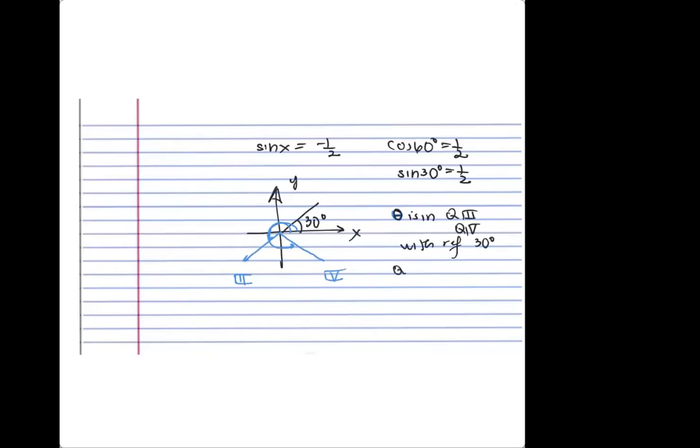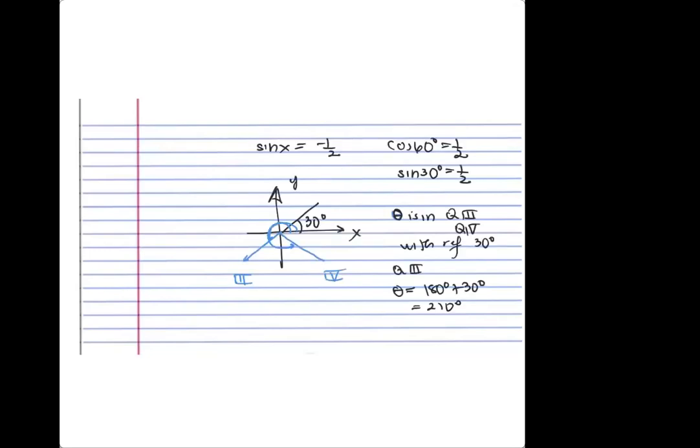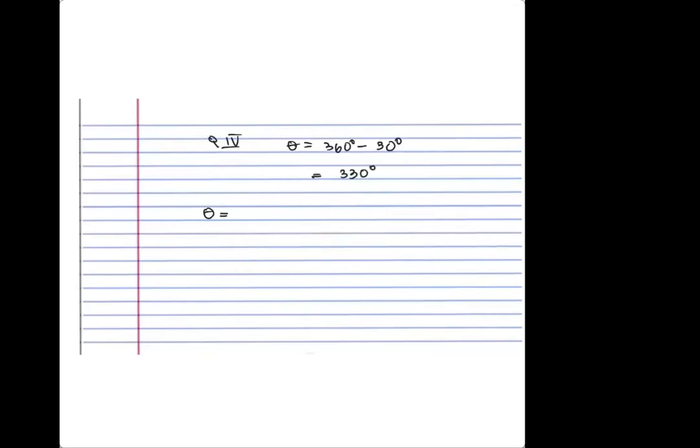So for quadrant 3, I'm always going to find theta by doing 180 degrees plus the reference angle, which is 210. And then for quadrant 4, to find theta, it's going to be 360 degrees minus the reference angle of 30 degrees, which is going to give me 330 degrees. So the value for theta is going to be 210 and 330.